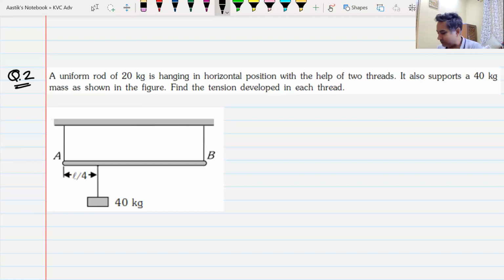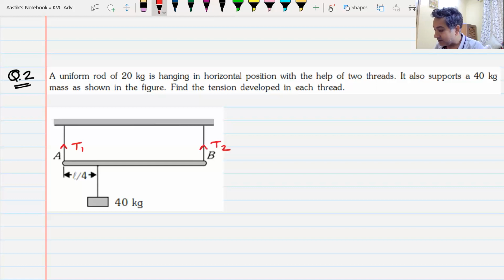No good, my dear friend, no good. This is no good. Anyways, again, I'm taking this rod and the block as one system. If I take this rod and the block as one system, this is T1, this is T2.